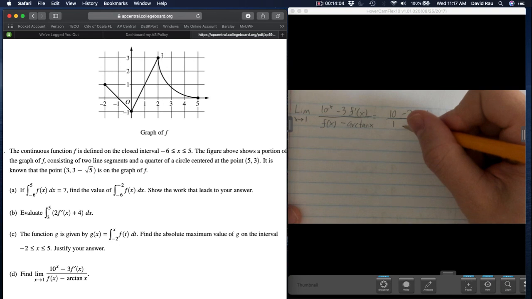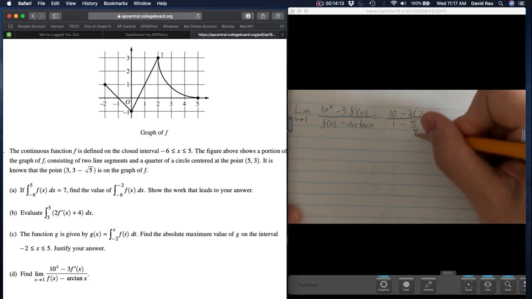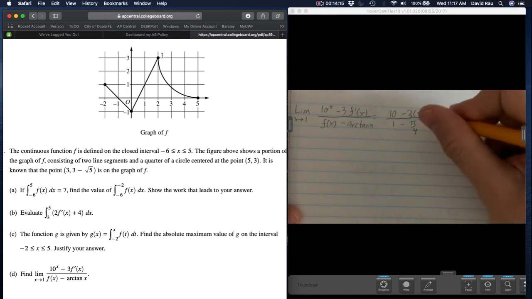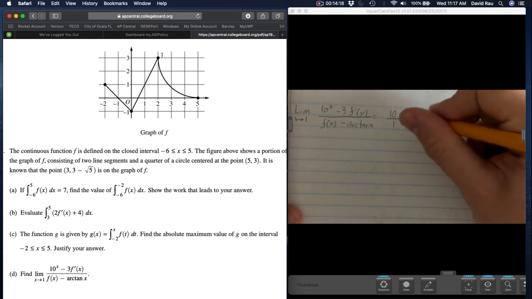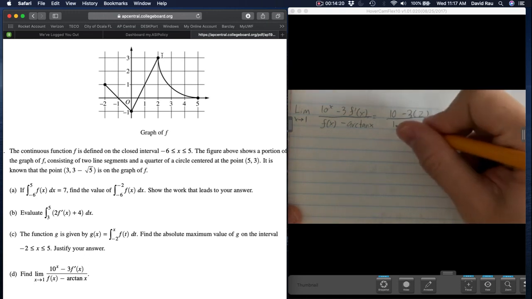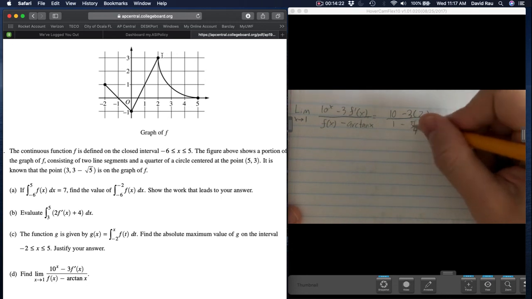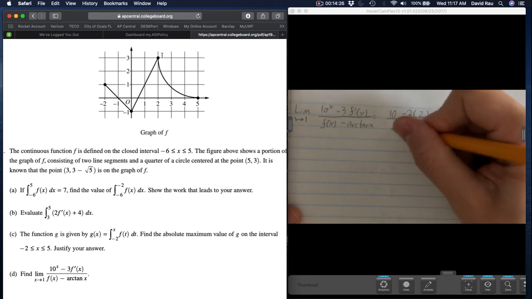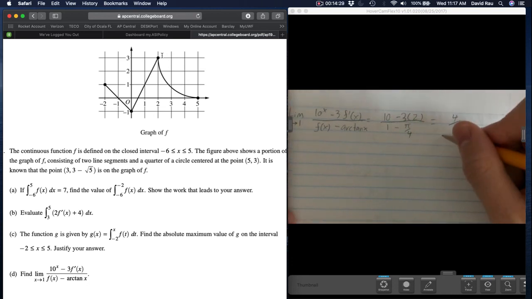Remember that arctan of 1 is saying where do you get a tangent value of 1, and that happens at the radian pi over 4. All right, so we end up having essentially here, this is going to be 10 minus 6, which is 4, over 1 minus pi over 4. Another way of writing 1 minus pi over 4 is 4 pi over 4 minus pi over 4. In other words, a whole pi with 4 pieces minus 1/4 of a pi. You'd be left with 3 pi over 4.